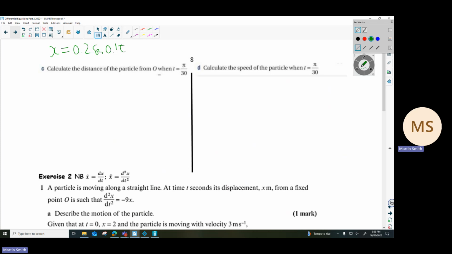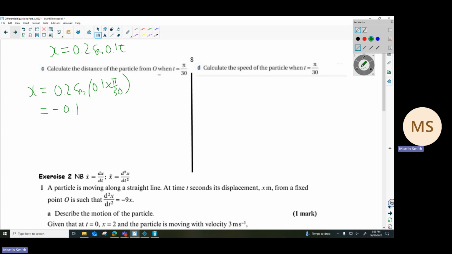Well, the distance of the particle from O is its displacement. It just means find x. So therefore, x is 0.2 cos of 10 times pi over 30. If you sub that into your calculator, that will give minus 0.1. Wait one minute. That is the distance of the particle from A.